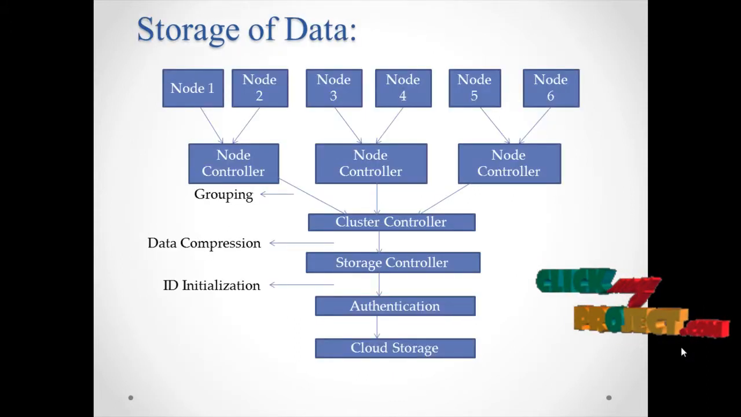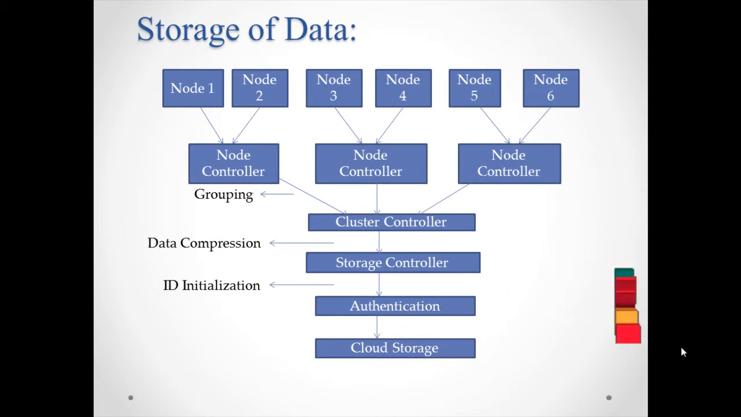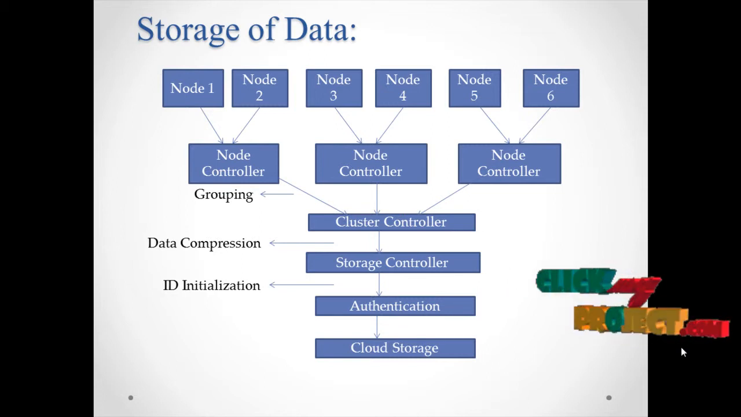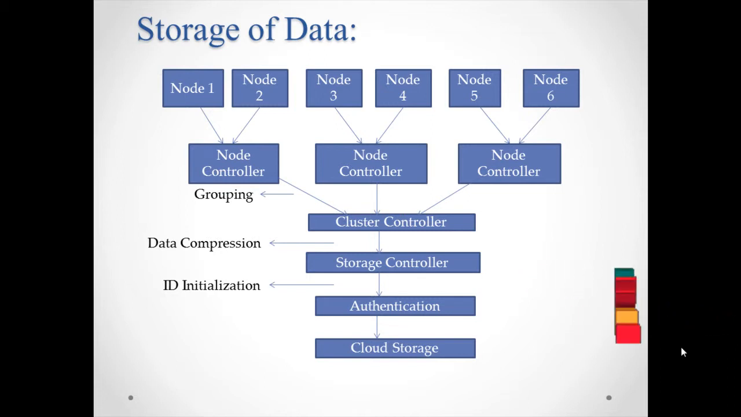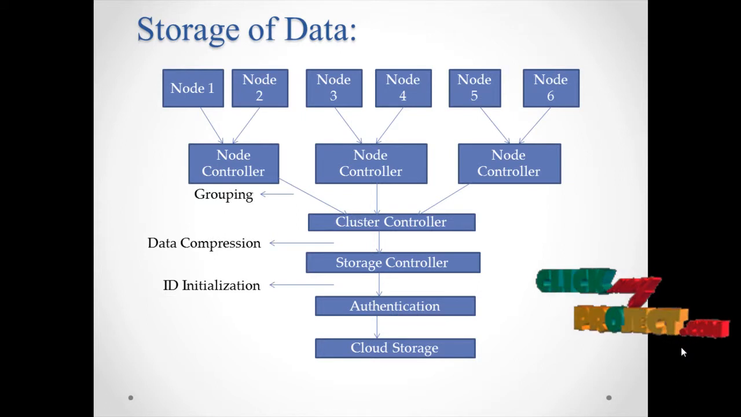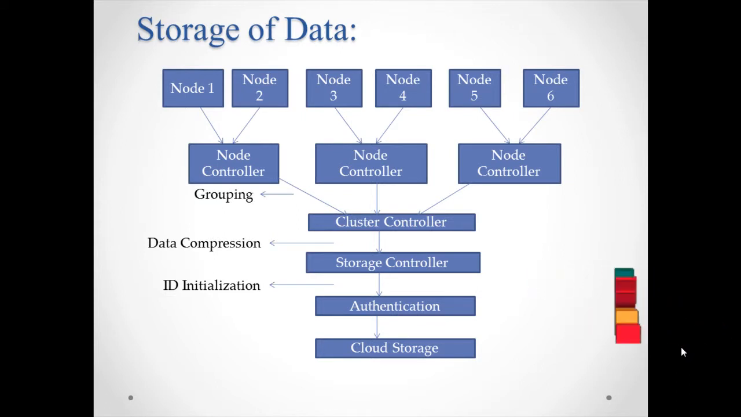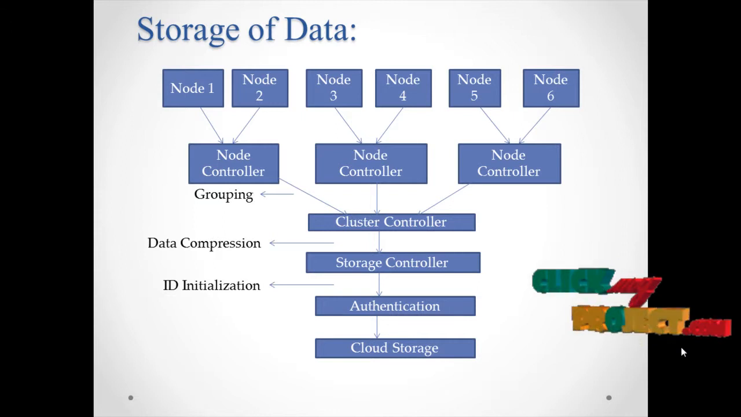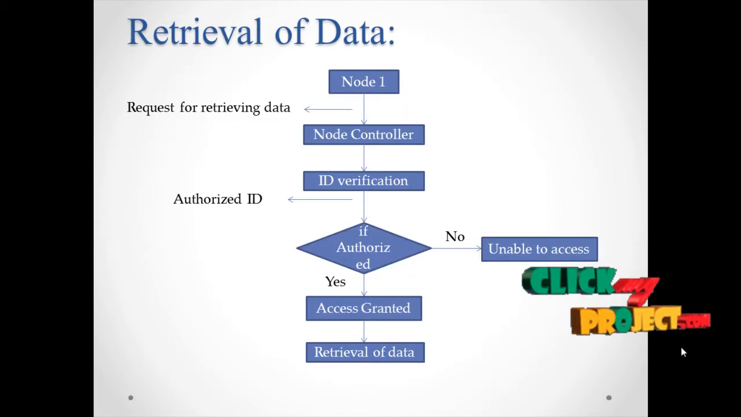Data flow. First, store the data. The number of nodes is controlled by the node controller, and the node controller moves to the cluster controller. Then the cluster controller moves to the storage controller. There, data compression is done, and it goes to authentication. Then ID initialization. Then it moves to cloud storage. Then again it moves to retrieval of data.